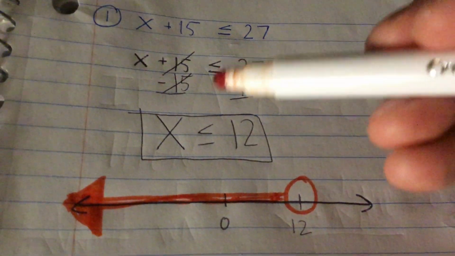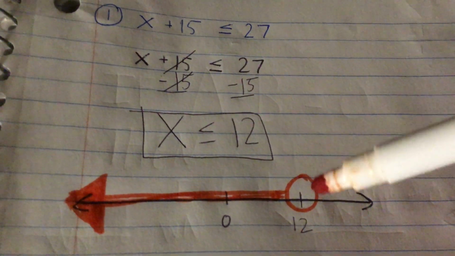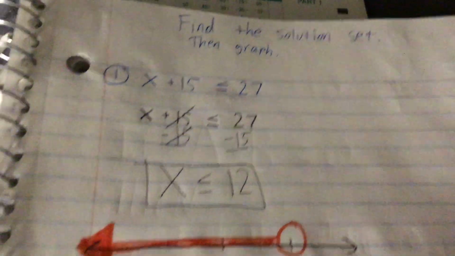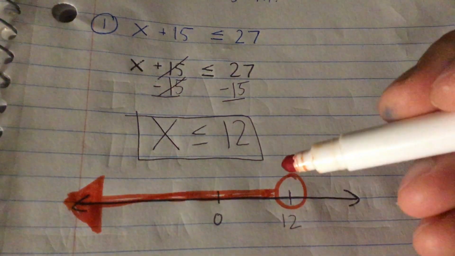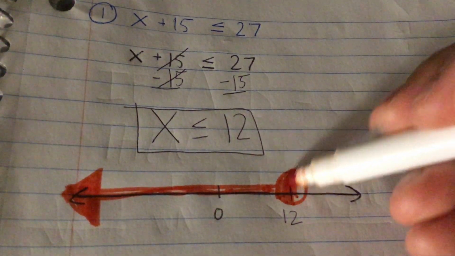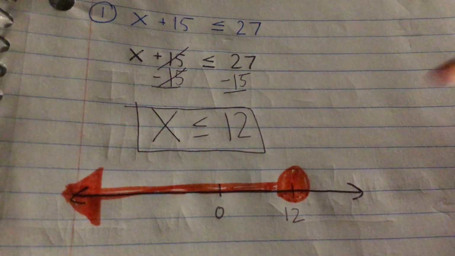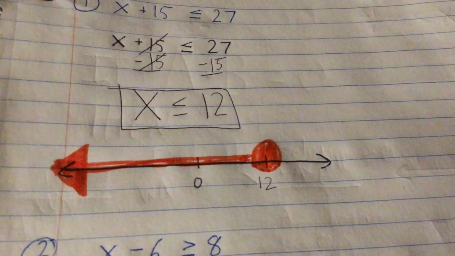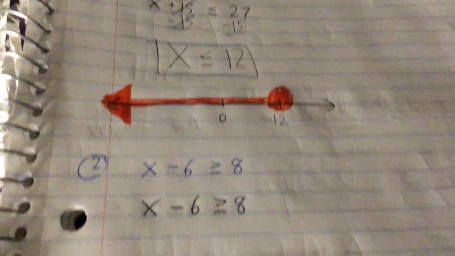But let's look at the endpoint now. Less than or equal to 12. Is 12 itself included in the solution set? Yes, so we fill it in. All right, anything that's shaded is true. Anything that's not shaded is false.